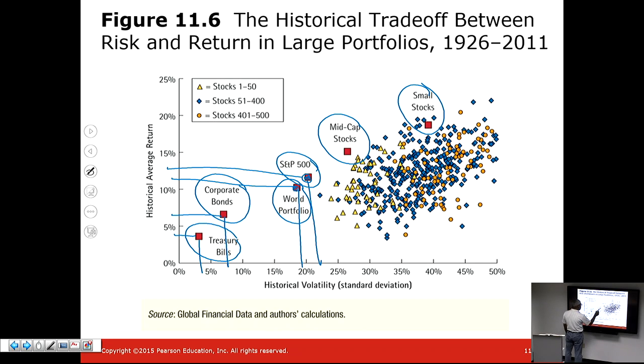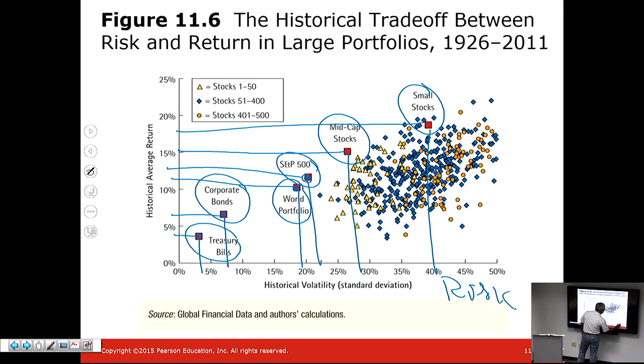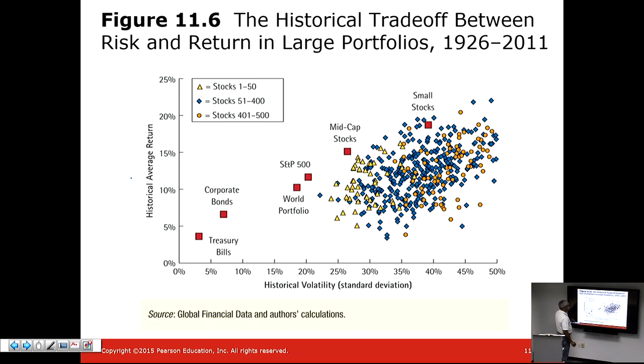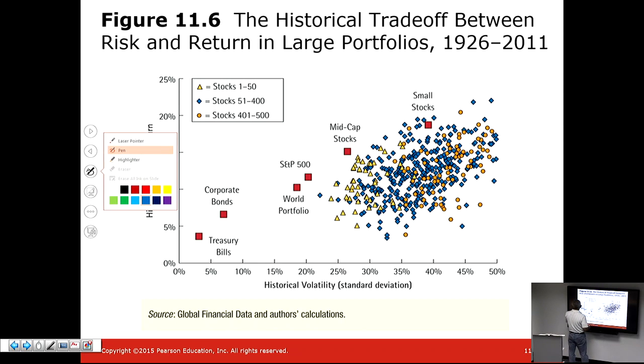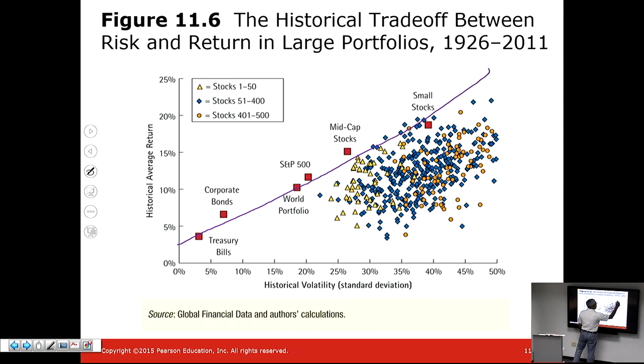So each of these dots or these squares represent the risk return characteristic. On the x-axis I'm plotting risk, and on the y-axis I'm plotting return. Okay, so I'm going to erase all of that. You can see these, and they are nicely ordered, and if you were to put a line through all of that, that trend line would look like this.